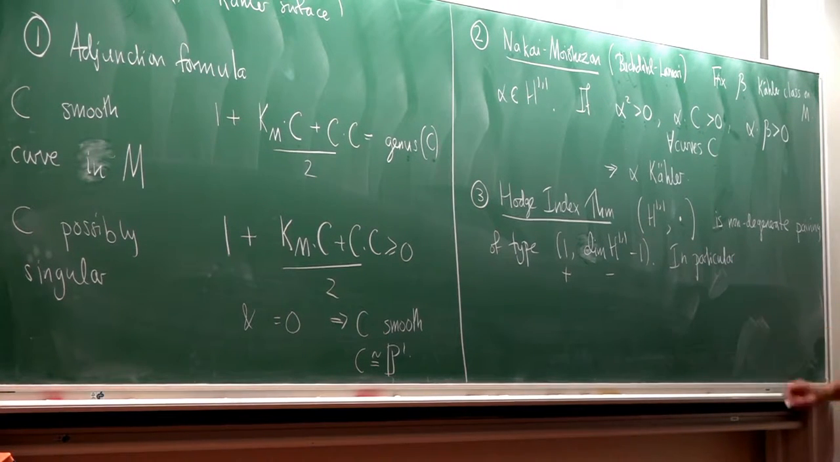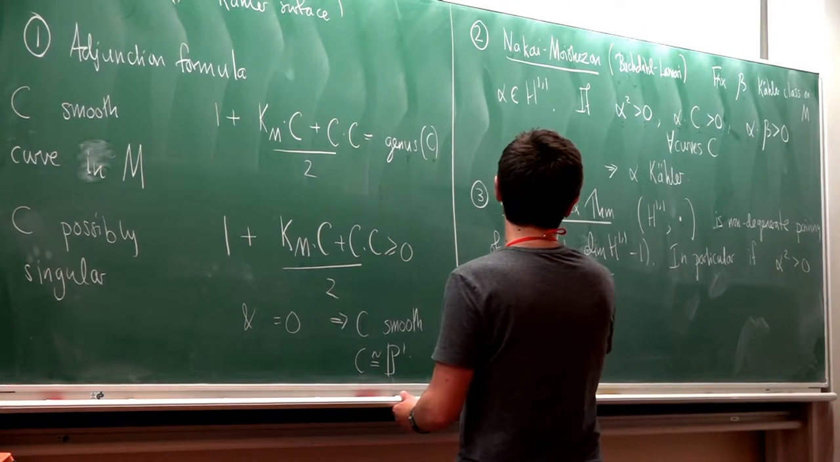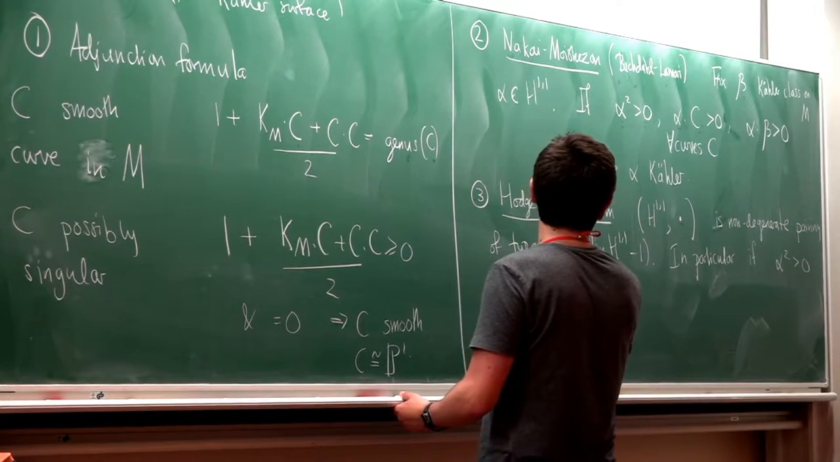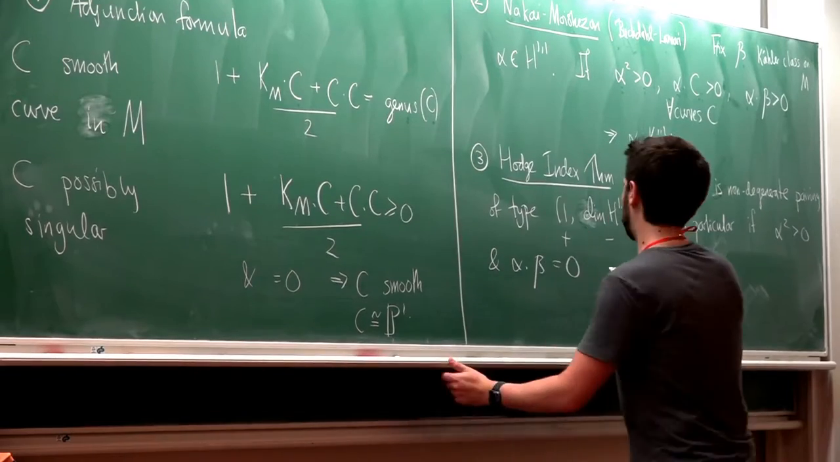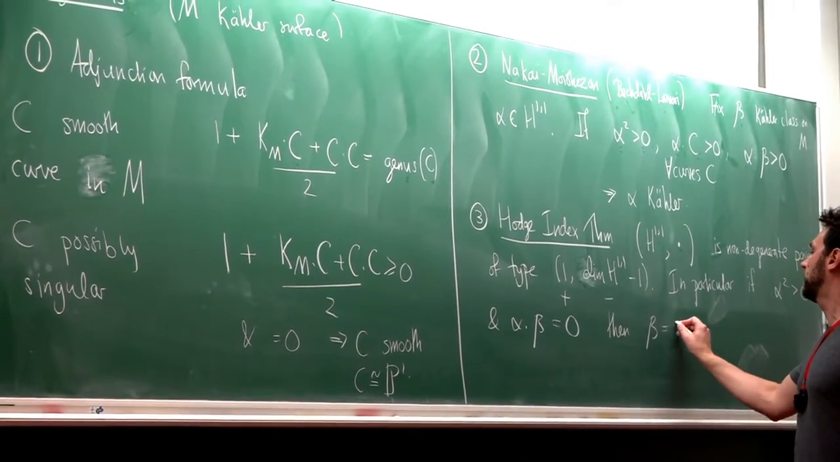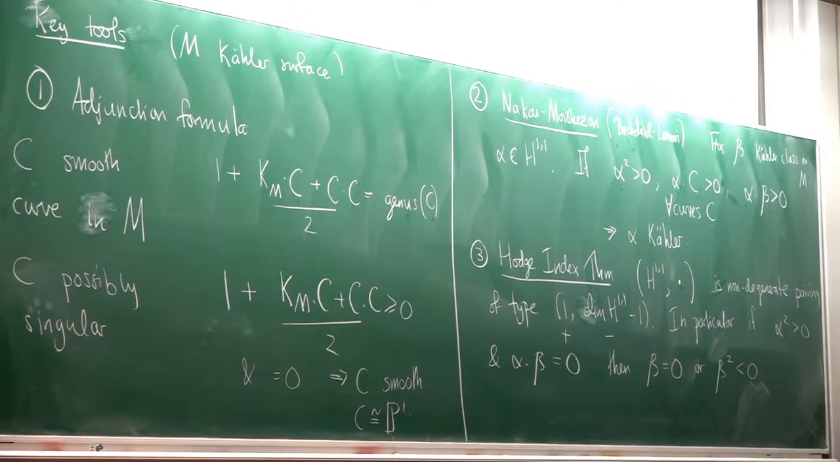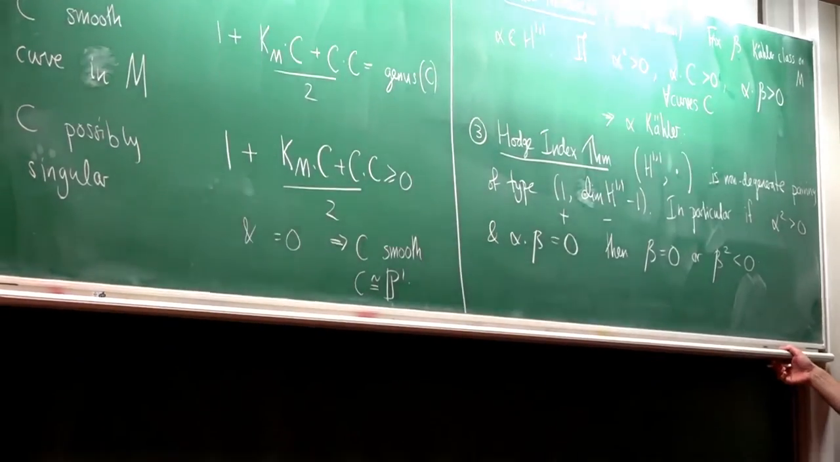So in particular, if alpha squared is positive and alpha dot beta is zero, then either beta is zero or beta squared is negative. Okay, so that's the Hodge index theorem.